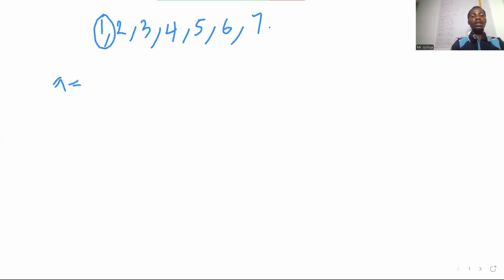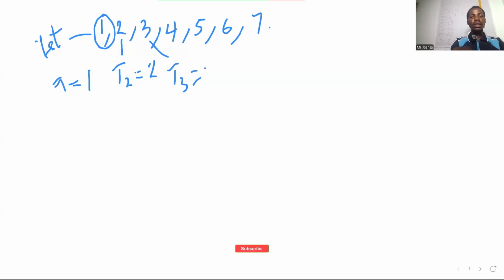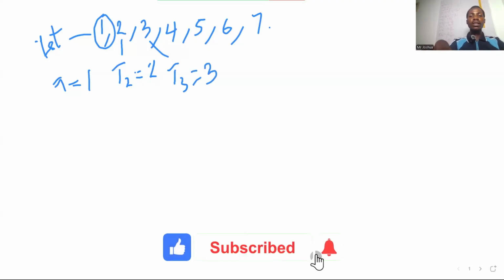So let me use numbers 1, 2, 3, 4, 5, 6, 7. First up, what's going to be the value of our A in this case? Our A is going to be 1, because this is our first term. And then our second term, which is going to be T2, is going to be 2. Our T3 is going to be 3. Moving on and on like that. Then our last term for this sequence or for this progression is going to be what?